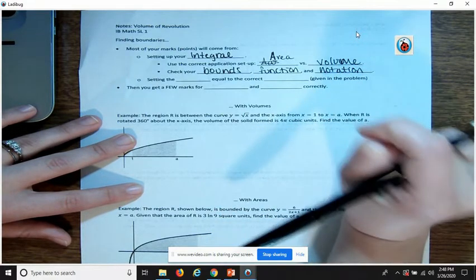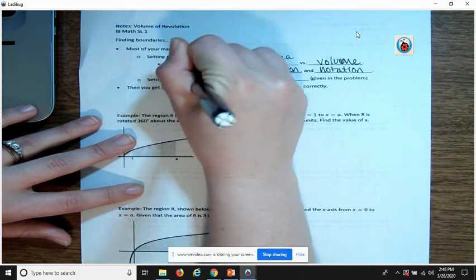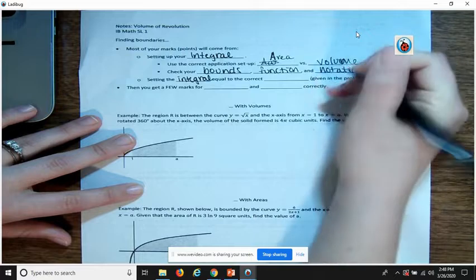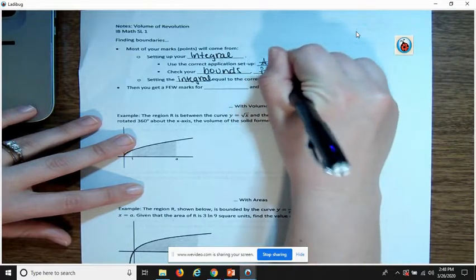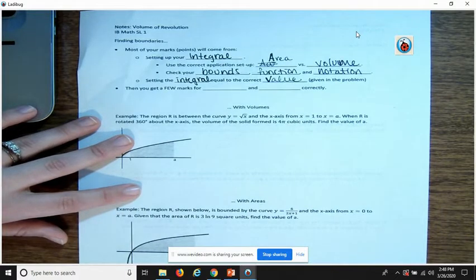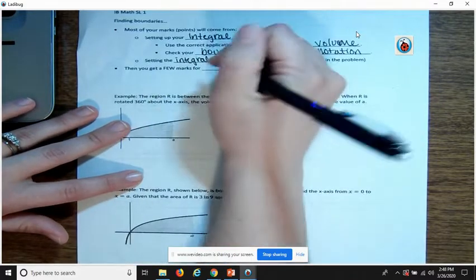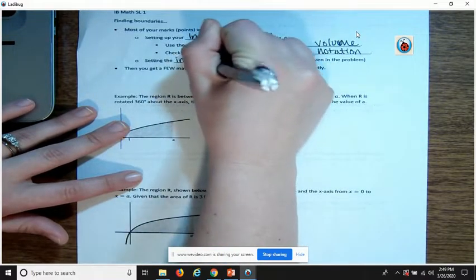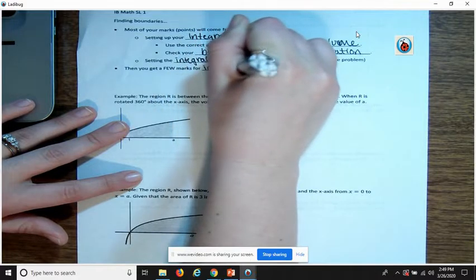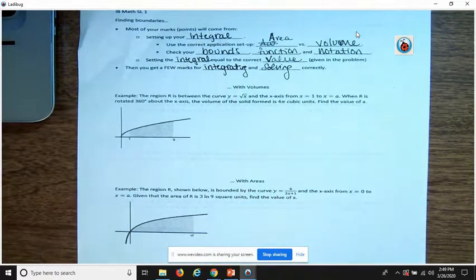Okay, so setting the integral equal to the correct value. This value will be given in the problem, okay? And it doesn't always have a value. Sometimes it'll ask you to calculate the value. It just depends. And then you may get a few marks for actually integrating and solving correctly. But the bulk of this is from your setup. So make sure that you're setting up well, okay?